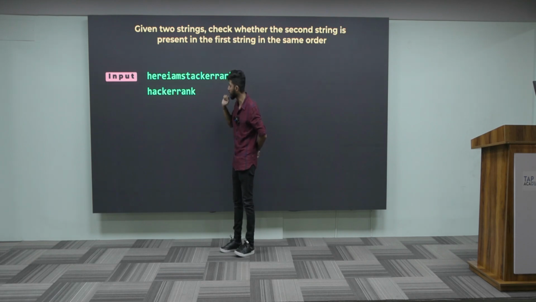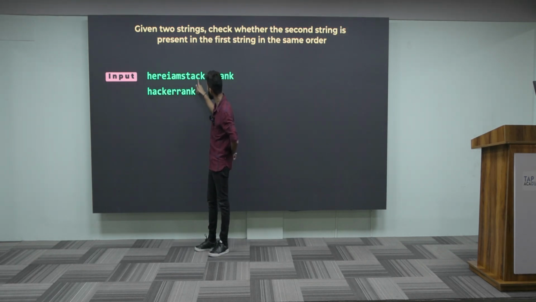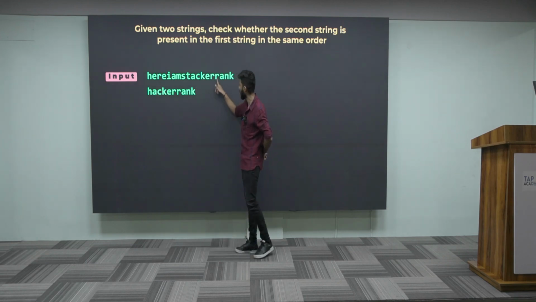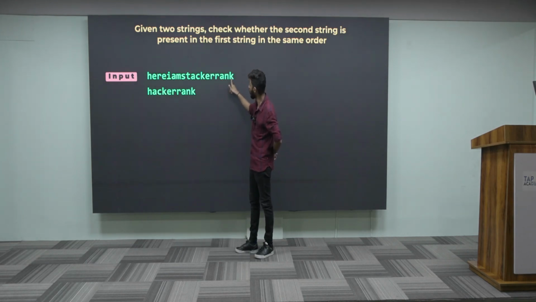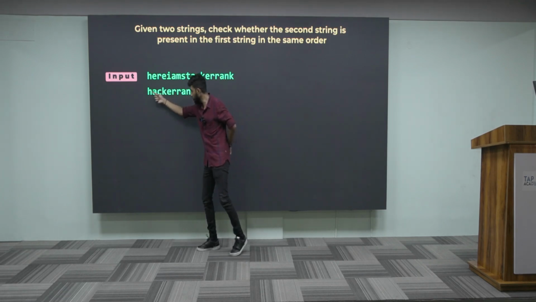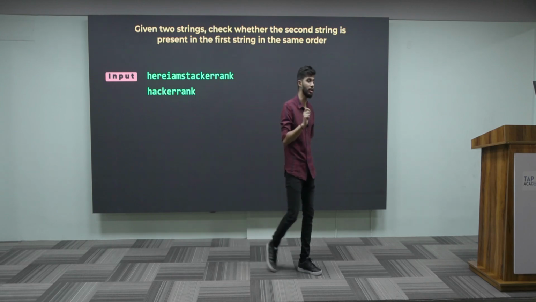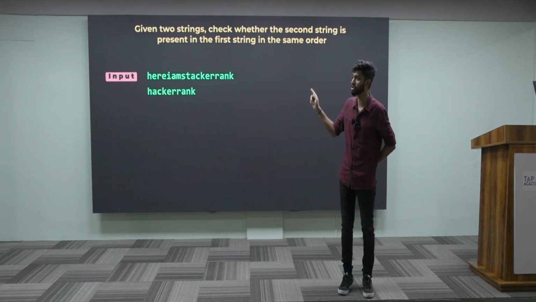What do I mean by that is, you have H over here, after that you have A, after that you have C, after that you have K, E, R, A, N, K. If A and R are jumbled up over here, then it is considered as not present. Is that clear to you? So the order also has to be the same and the characters should be present over here. Is it clear to you? Any doubts in the question?